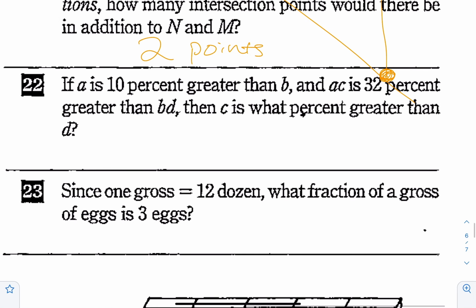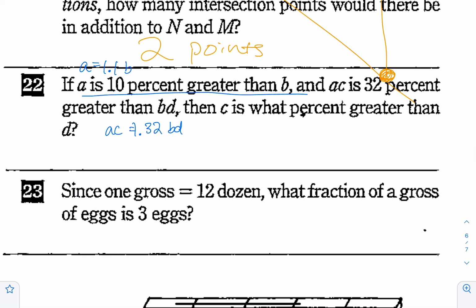Next, for number 22, if A is 10% greater than B and AC is 32% greater than BD, then C is what percent greater than D? So A is 10% greater than B, so we can turn this into a number sentence. A would be equal to 10% greater, which means 1.1 times B. And AC is equal to 1.32 times BD, because it's 32% greater.